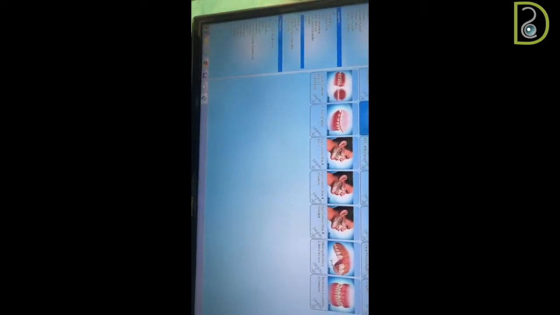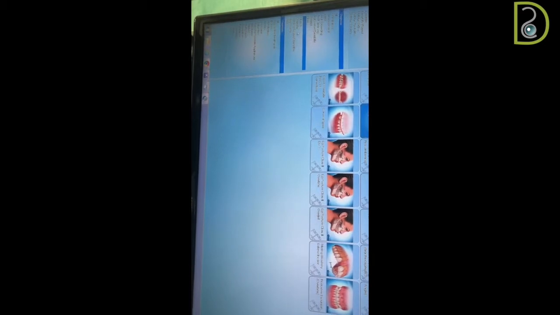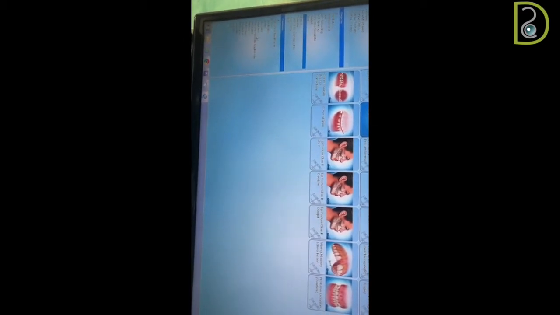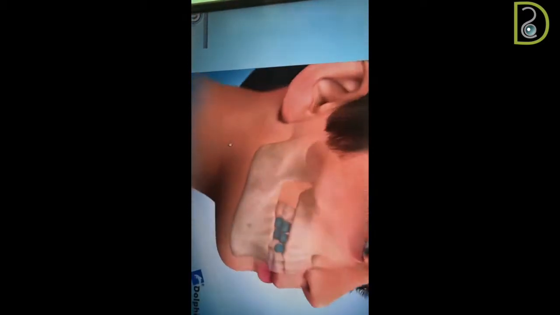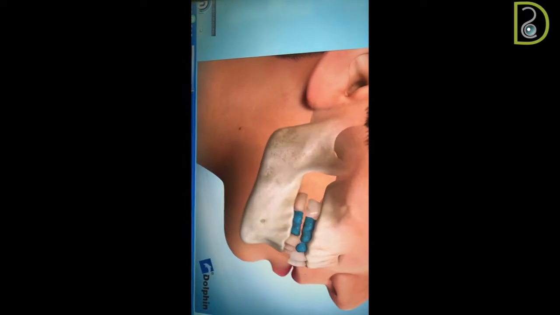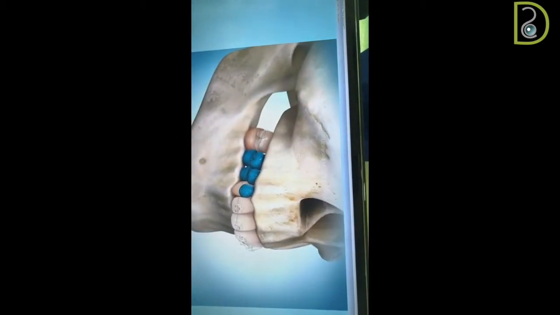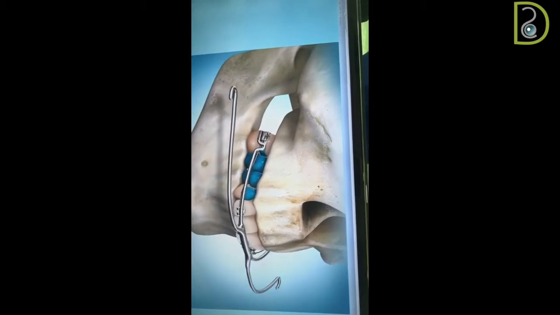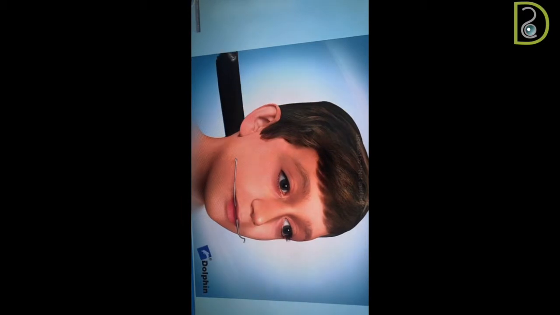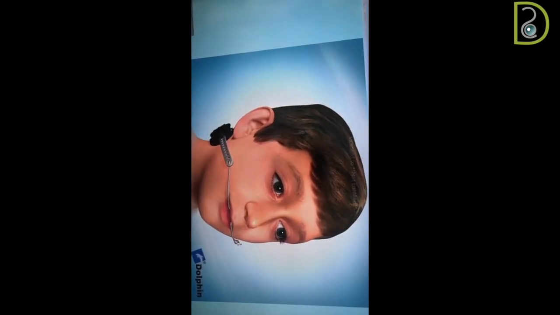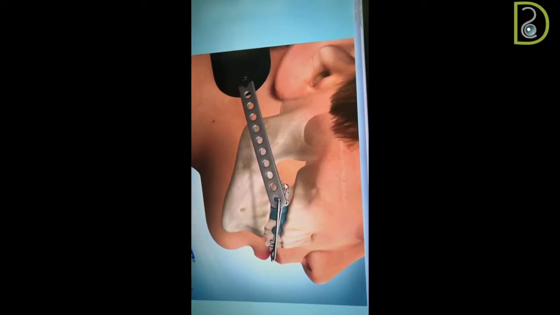I'll show you some videos for our headgear. This is the cervical headgear. Now, this patient has prognathic maxilla. The maxilla is forward. So what do we do? We place bands and we insert the headgear. We tell the patient and the mom that your child should wear this headgear at least 14 hours per day.